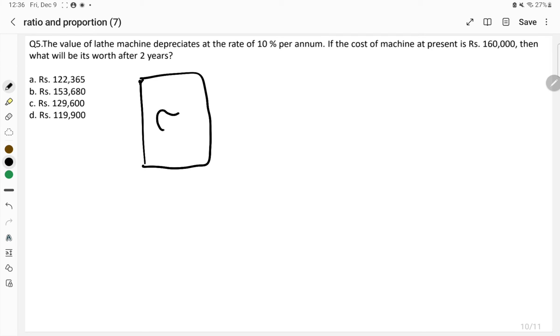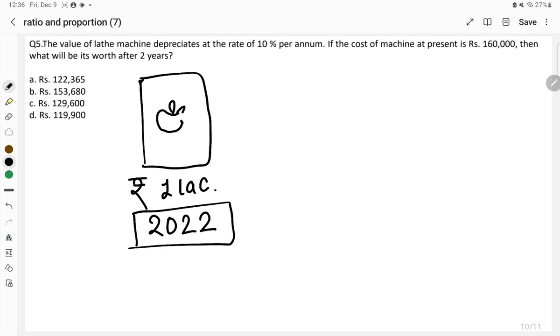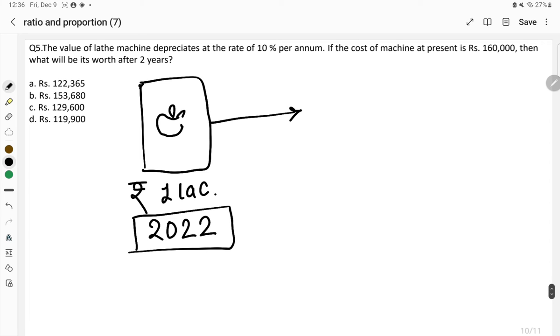Okay, so try to understand that I'm giving you the amount that I have bought it for, or right now the current value of this particular phone is 1 lakh. Okay, today in the year 2022, the worth or the value we are paying for buying this particular phone is 1 lakh rupees. Also I'm saying that this particular phone's value is depreciating. What does depreciate mean? It means it is reducing.